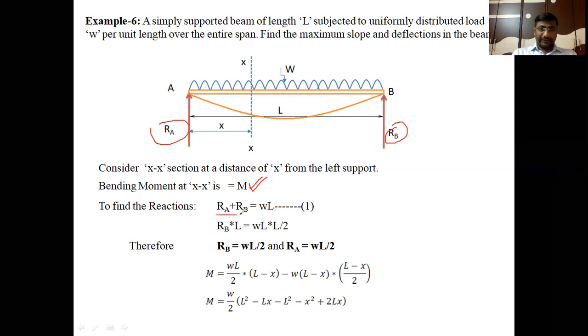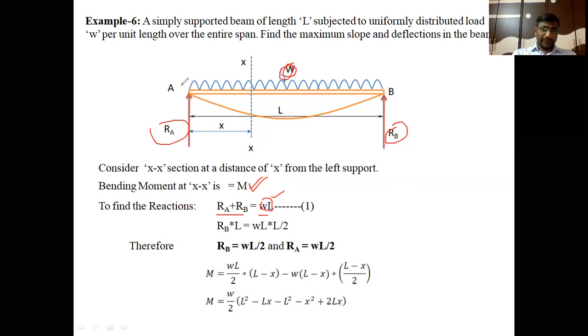From the diagram itself, we can say that RA plus RB, that is upward forces, is equal to the downward force. How much downward force is it? w is the UDL value per unit length. If it is multiplied by the length, we get the total load acting on the beam, w into L. So RA plus RB equals wL.